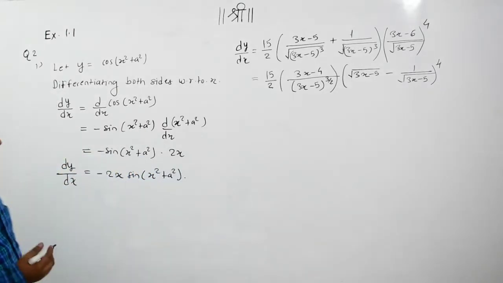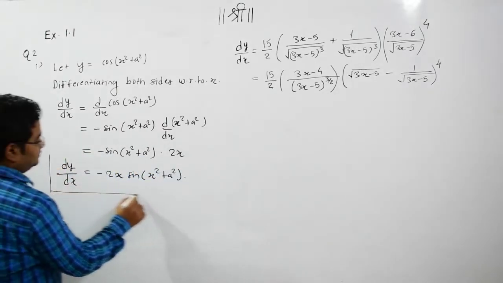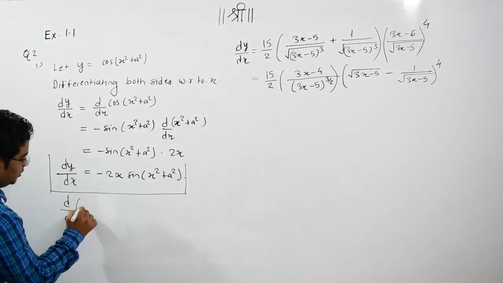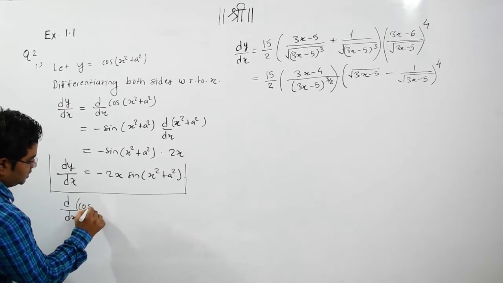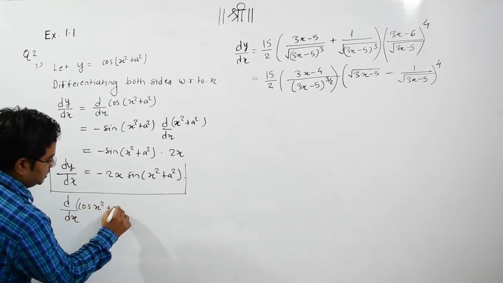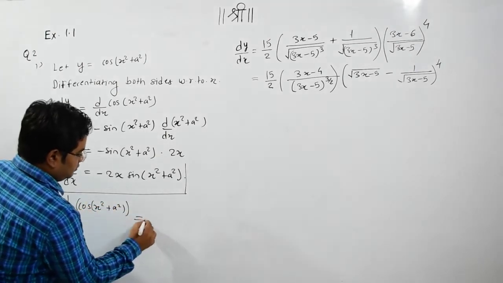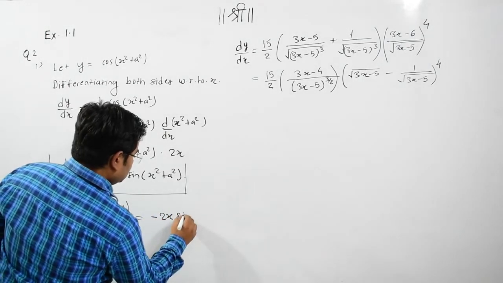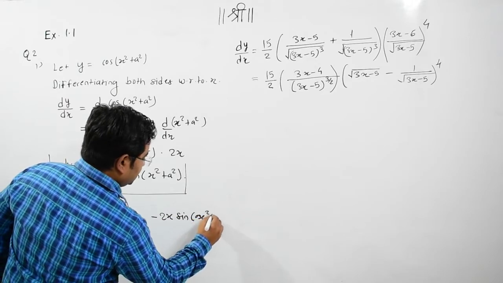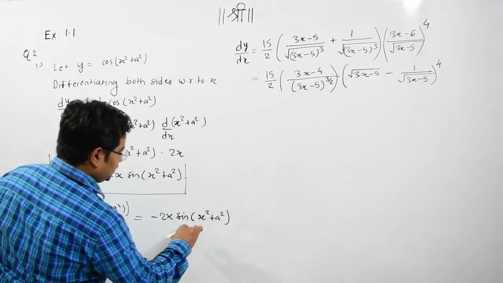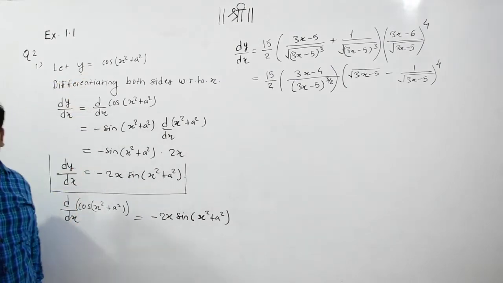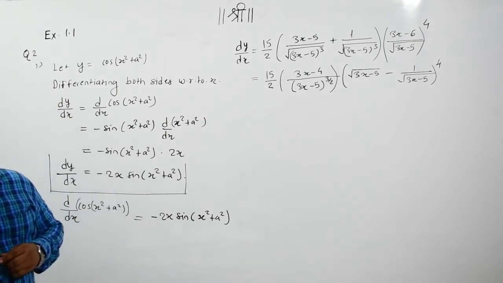Now let's move to the next question. Hope this is our final answer, or you can write it as d upon dx of cos of x square plus a square is equal to minus 2x sine of x square plus a square. We can write it like this also, because we initially considered that y is equal to cos of x square plus a square.